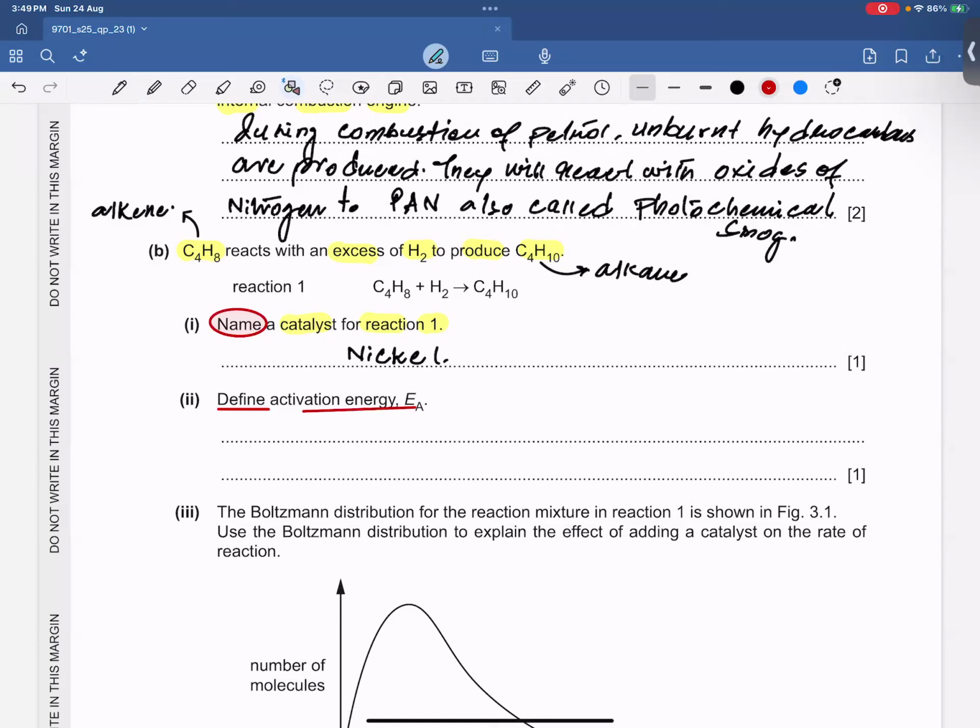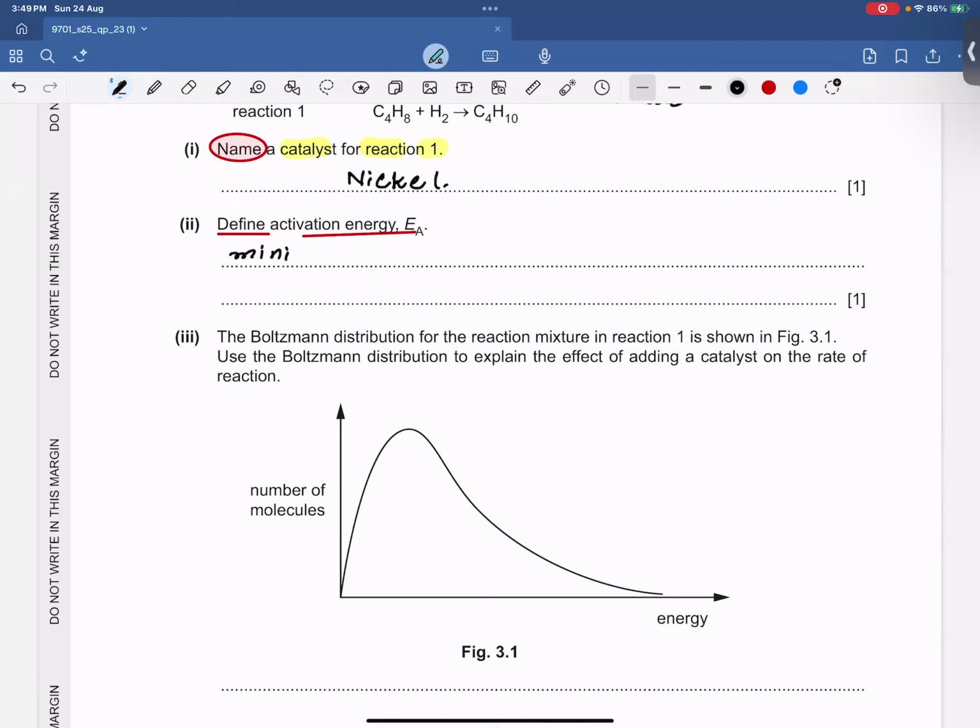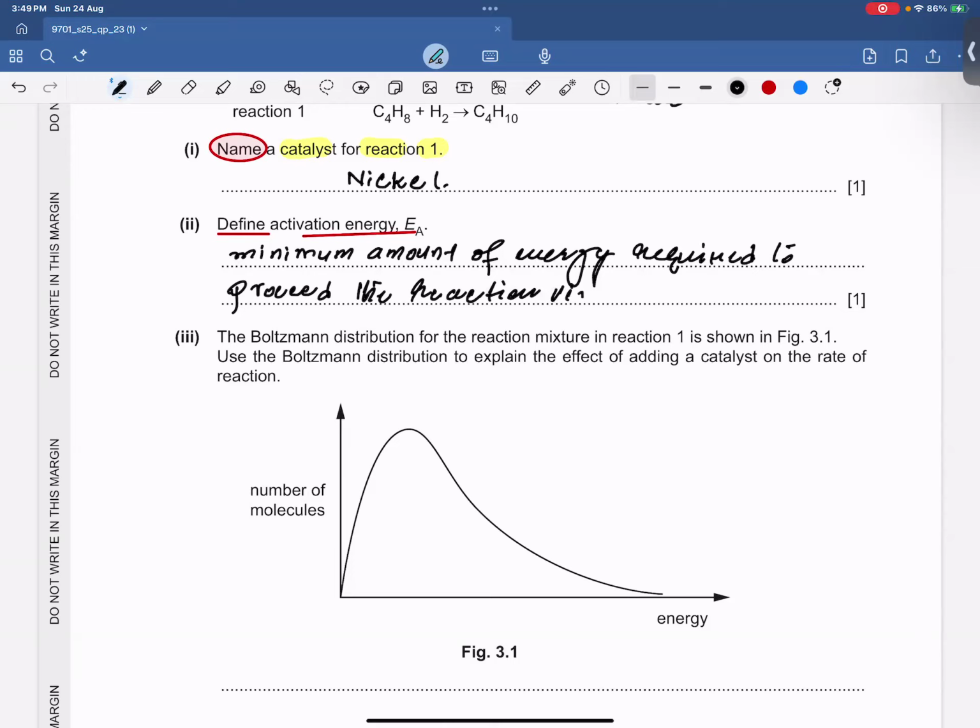Define activation energy. The minimum amount of energy required to proceed the reaction via effective collision is called activation energy.